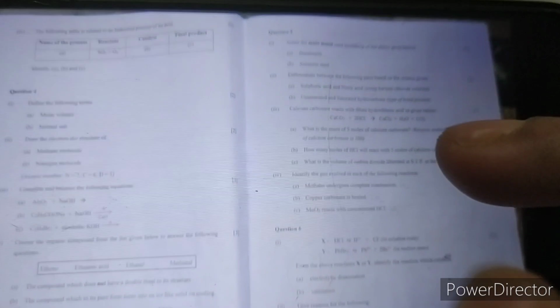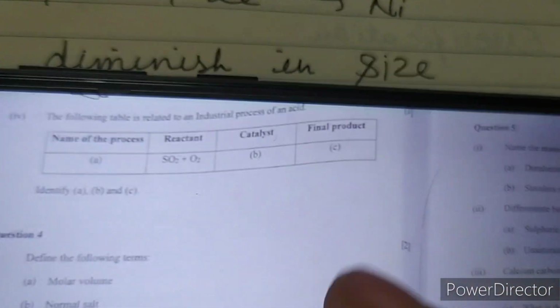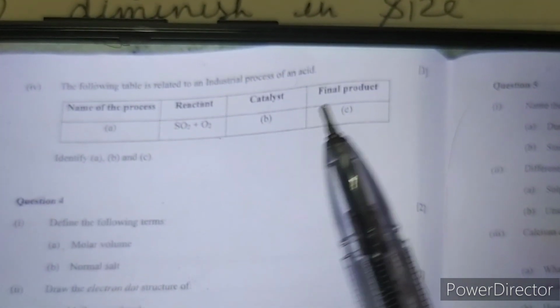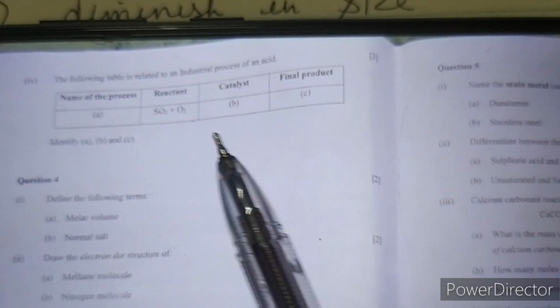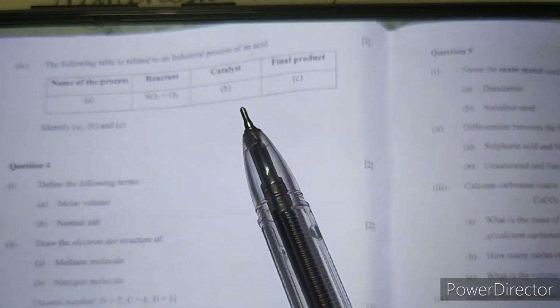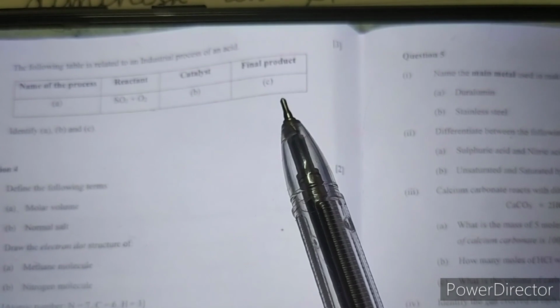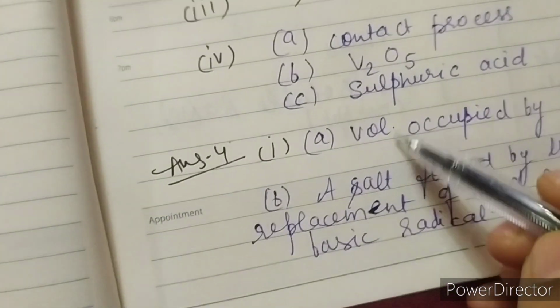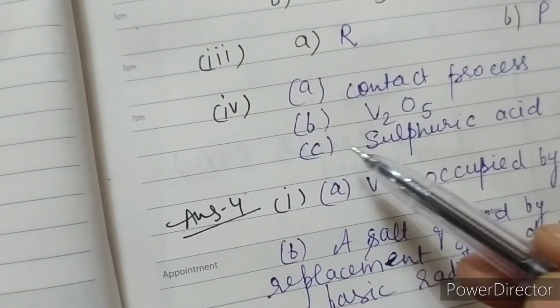Next is question number 4. In this you have been given a table and you have to name the process used in the industrial method of preparation of an acid. So here the process is the contact process. Answer A is contact process. Next, reactants are given already. The catalyst is vanadium pentoxide, V2O5, and the final product here is sulfuric acid. So you have to just write the numbers and write the answers.